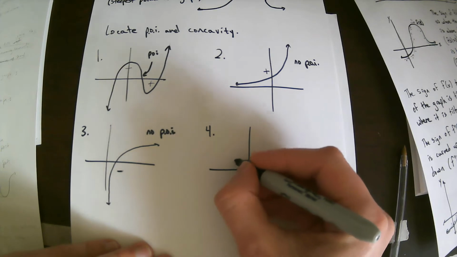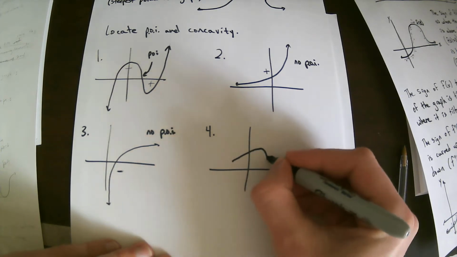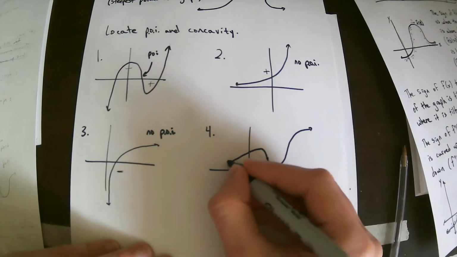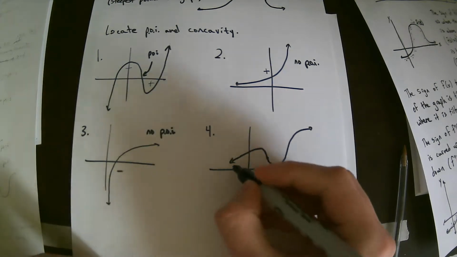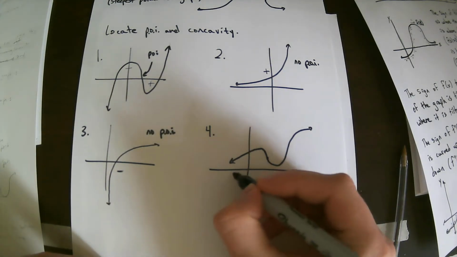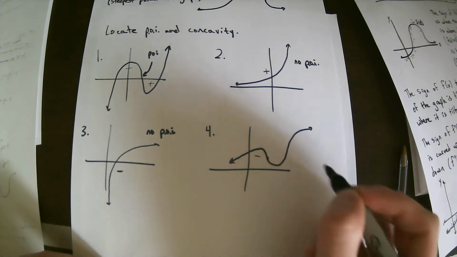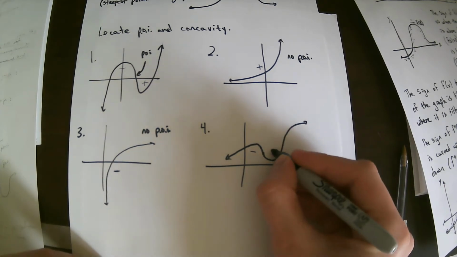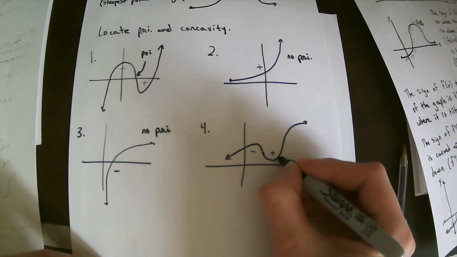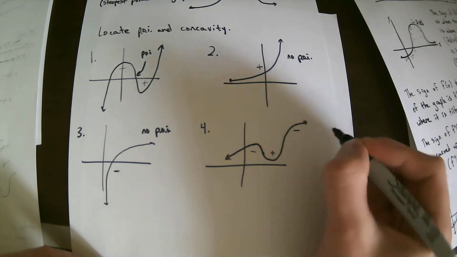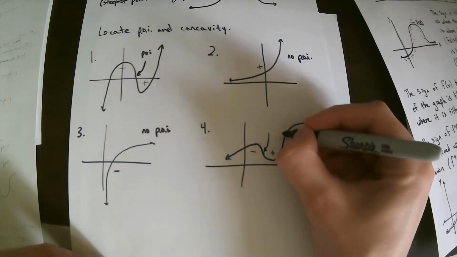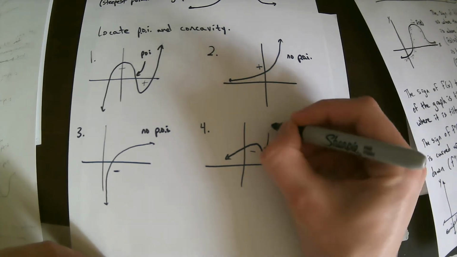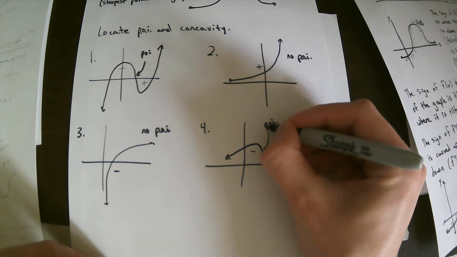How about this graph? Well, we have concave down here. This is curving down, so this is a negative concavity. Then we have positive concavity. It turns around, starts curving up, and then it curves down again, so negative concavity. So that means here and here somewhere there are going to be points of inflection.